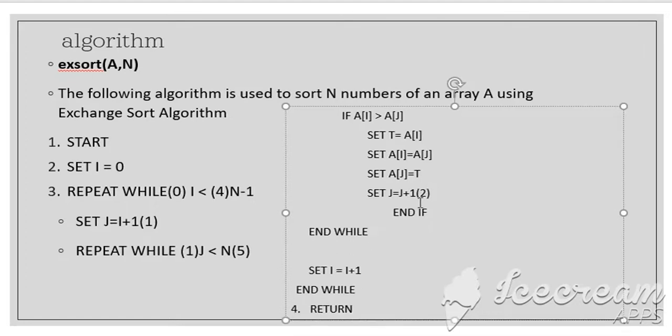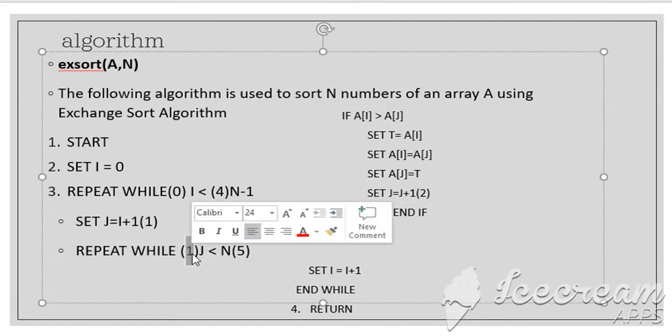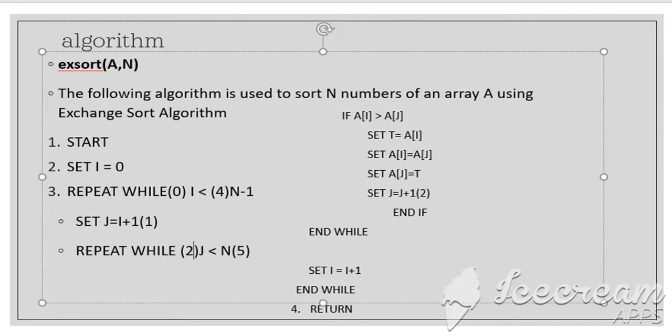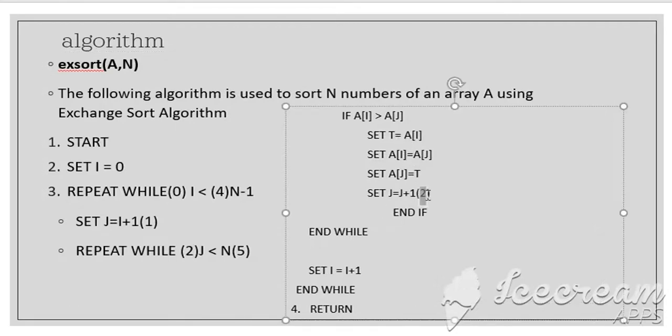And again we go to the inner loop and the condition is evaluated. That is 2 is less than 5. The condition is true. So again A of 0, I remains 0 here. So 0 is compared with 2, the first element compared with the third element. And if it is greater, it will be swapped. And then j gets incremented to 3.